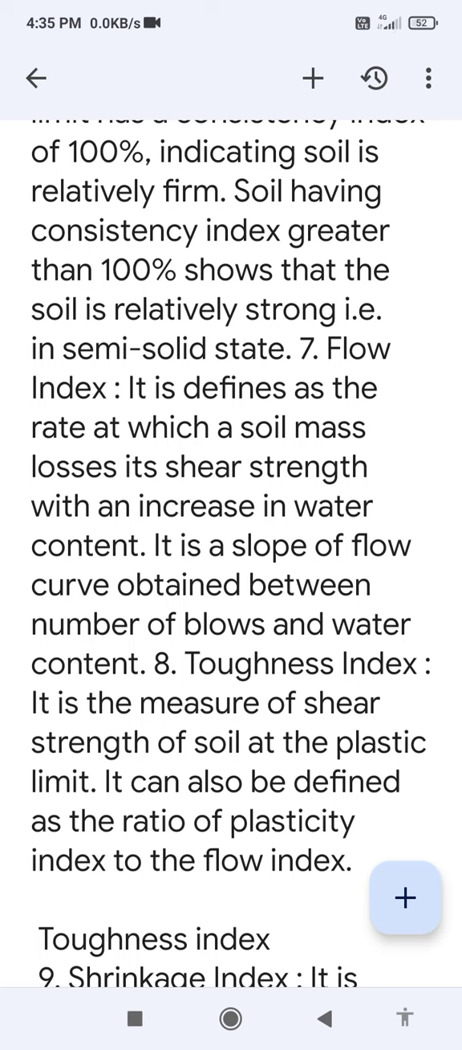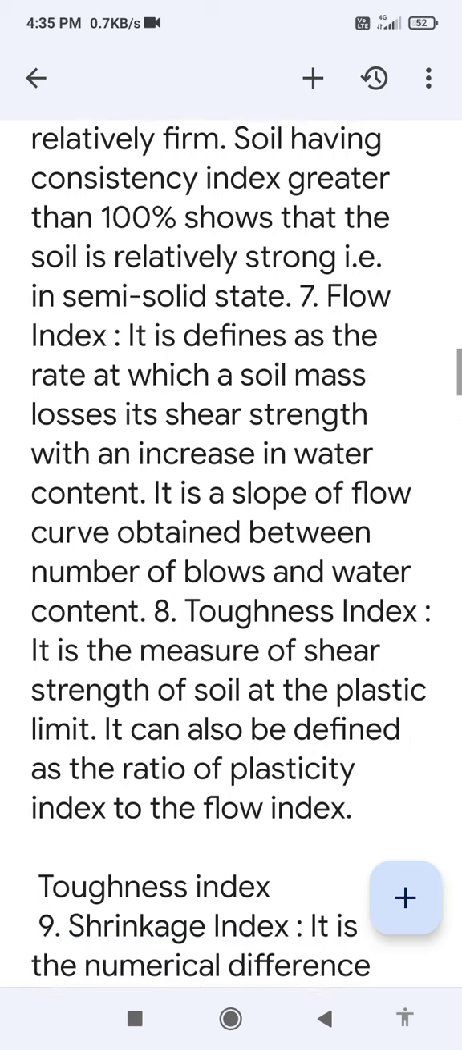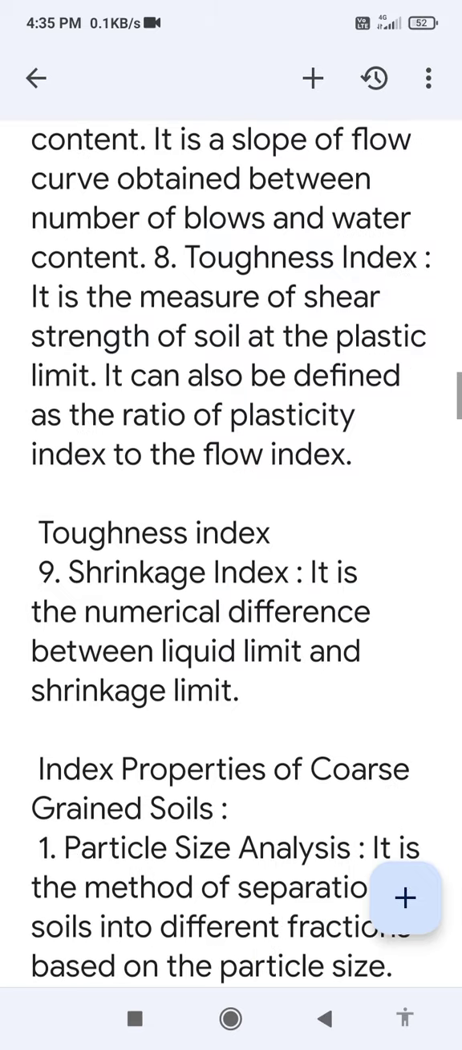7. Flow index. It is defined as the rate at which a soil mass loses its shear strength with an increase in water content. It is the slope of the flow curve obtained between number of blows and water content.